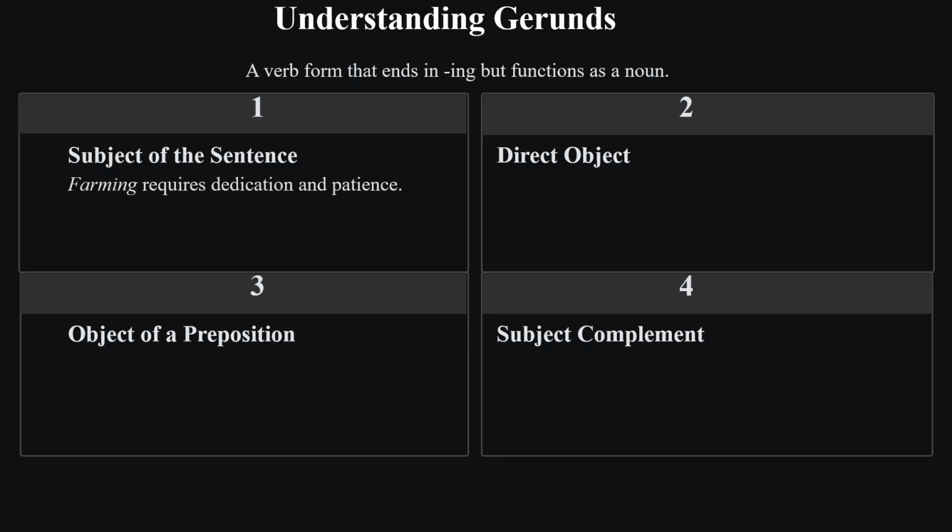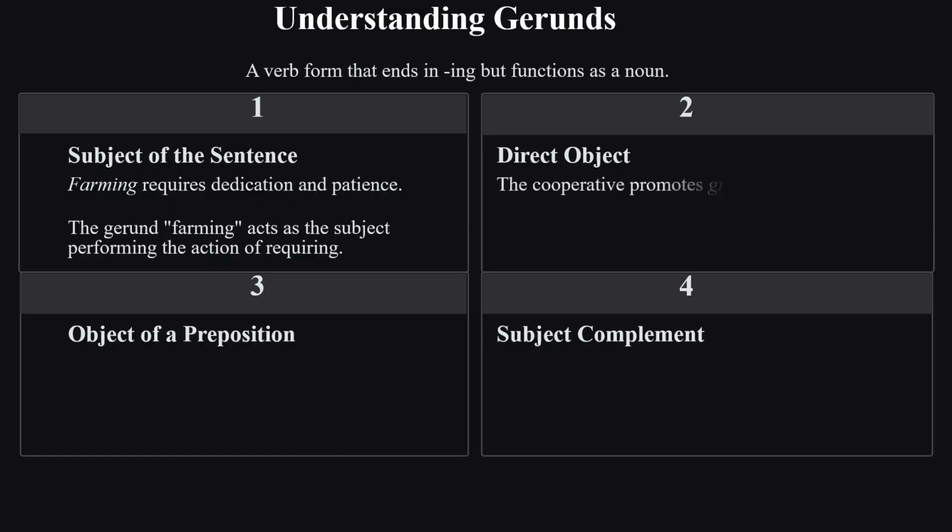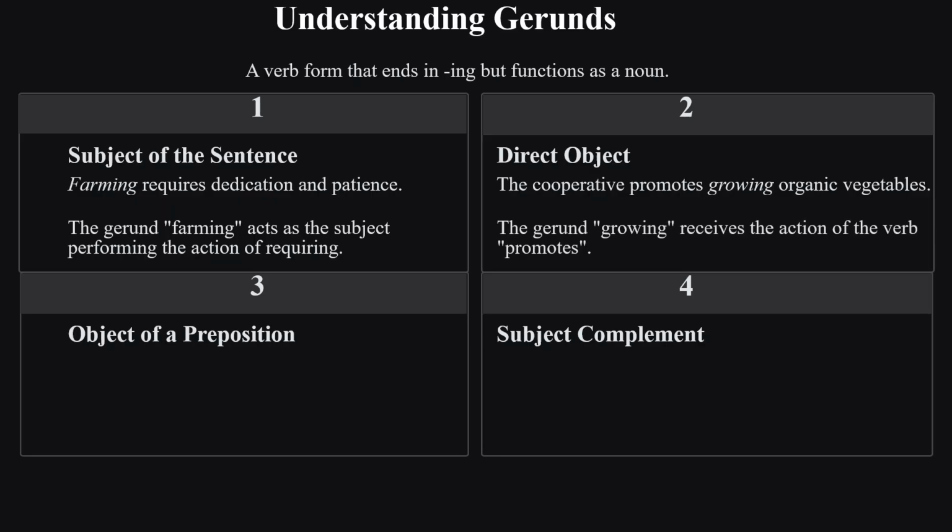Gerund as the subject of a sentence. In the sentence, farming requires dedication and patience. Farming is in ing form, and it is the subject of the sentence, the thing that does the requiring. And it functions as a noun. Gerund as direct object. In the sentence, the cooperative promotes growing organic vegetables. What does the cooperative promote? It promotes growing. So, growing is the direct object. And it functions as a noun.